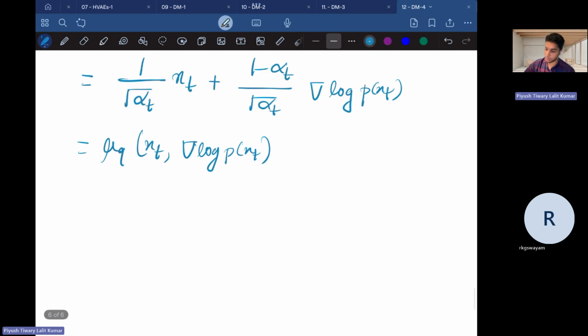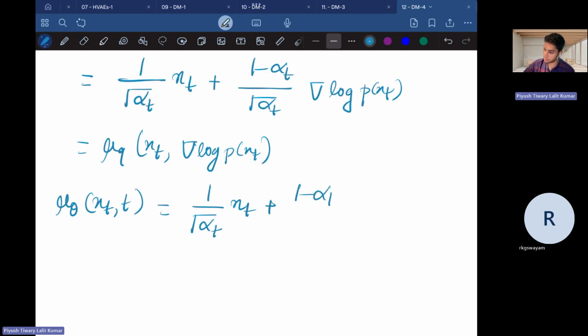Now what you can do is write your mu theta as a function of xt comma t to be equal to the same form: 1 by square root of alpha t xt, because you know what xt is, you know what alpha is, so you write this thing as it is. So square root of alpha t. You don't know what this thing is, right? You don't know the score function because you don't know what p of xt is. So that's the problem. So again, what we don't know, we will parameterize using a neural network and we will learn it as s theta of xt comma t.